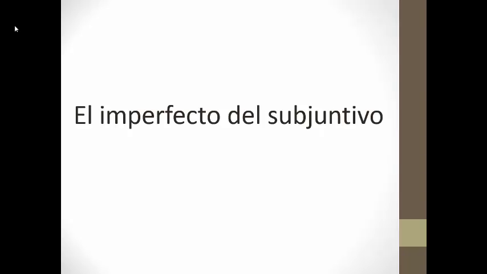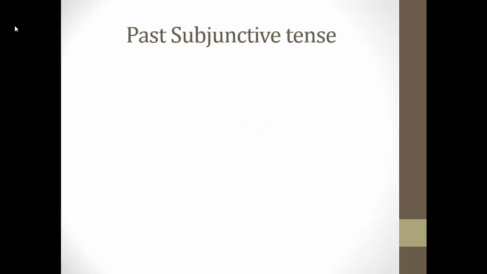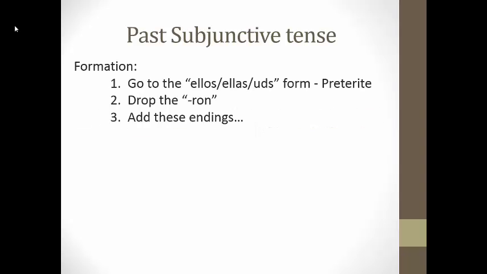Okay, so the topic for today is the imperfect or the past subjunctive. We're first going to talk about formation. Okay, so step one of forming the past subjunctive tense is to go to the they form preterite.